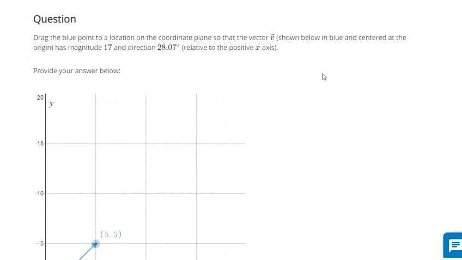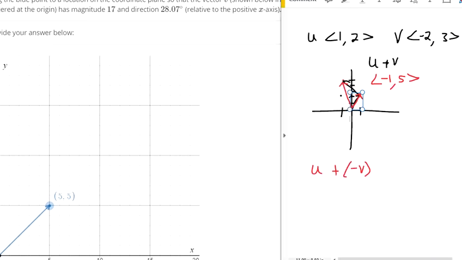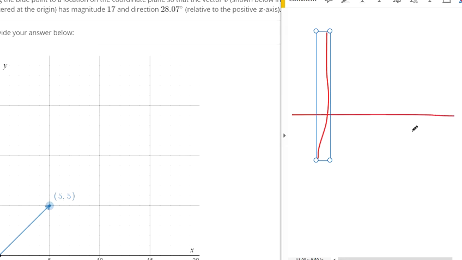We're supposed to drag the blue point to a location on the coordinate plane so that vector v has a magnitude of 17 and a direction of 28.07 degrees. So that sounds like some trig we could do here. And it says relative to the x-axis too. So that means when we make our angle, we need to make an angle of 28.07 degrees.